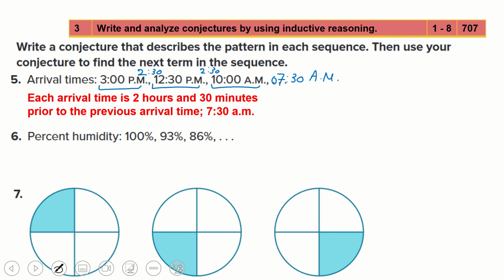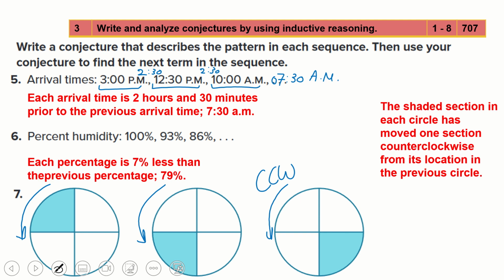So each arrival time is 2 hours and 30 minutes prior to the previous time. And then if you look at this shaded section, it's rotating, it's moving 1 quadrant counterclockwise. So the fourth one will be in the first quadrant. The shaded section in each circle has moved 1 section counterclockwise from the location in the previous circle.